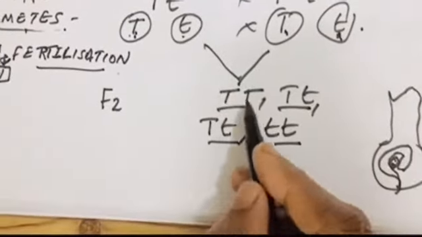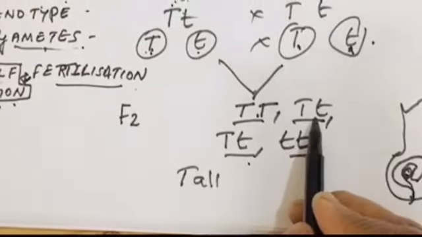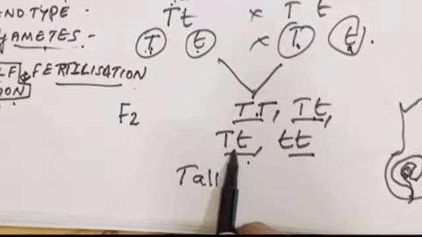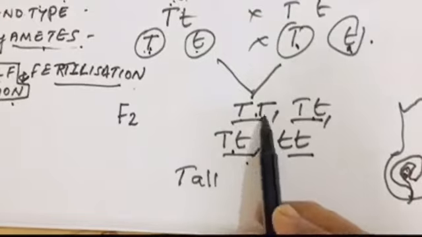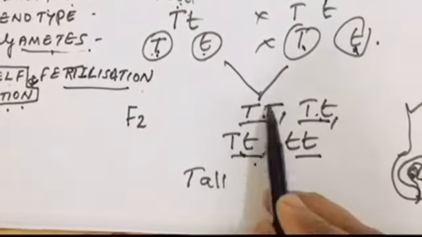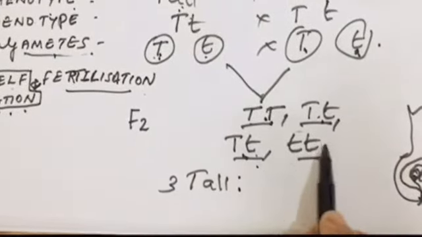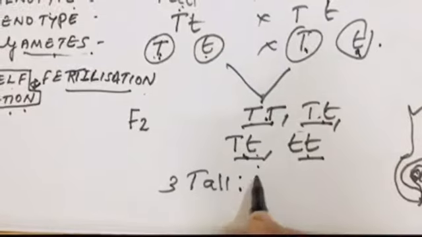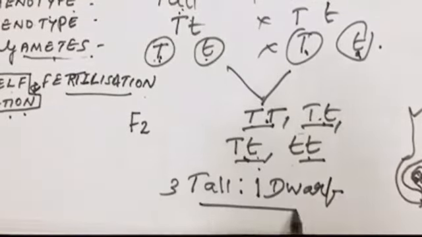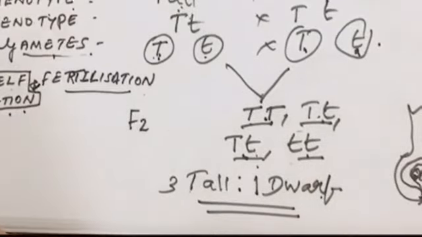Now let us see the phenotype. What is this? Tall. What is this? Again tall. This is also tall. So that is a homozygous version of tall and two heterozygous versions of tall. Altogether 1, 2, 3. How many tall? 3 tall. And what is this? This is one dwarf. He got one dwarf. So this is the ratio he got. 3:1 ratio. Monohybrid ratio he named it.